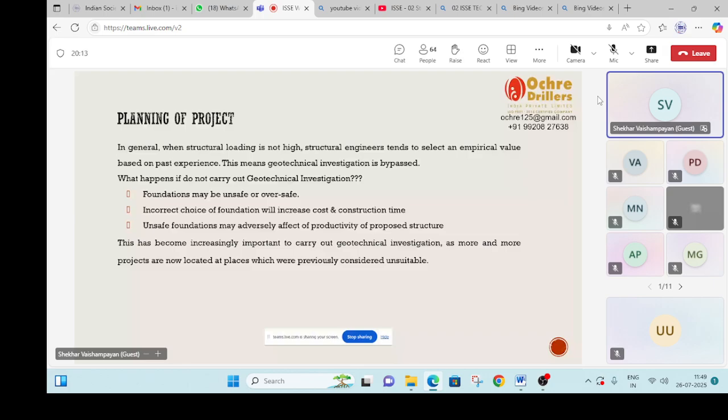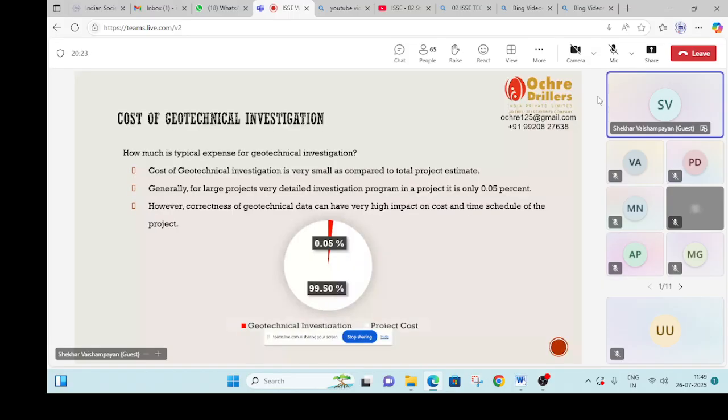Okay. Now, one can ask, immediately people ask, what is the cost of investigation? How much is a typical expense? The cost of investigation basically is extremely small compared to total project estimate. Many times, and this is a way where the architect and structural consultant, structural engineer should put their foot down and tell client that this is a bloody must.